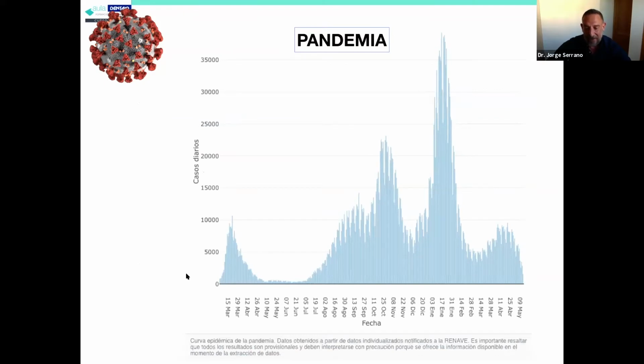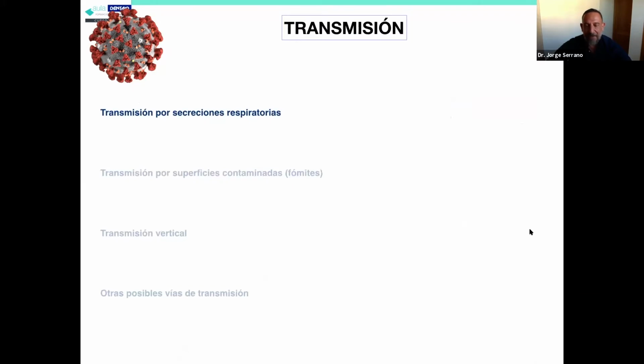This, as you know, is the famous curve of our pandemic here in Spain, with a first wave, a second, a third, and now we are starting with a fourth wave. And we hope that the peak is not as high as in the third, with what we are seeing in our streets lately. Fortunately, thank God, it seems that the vaccine is doing its job and the infection is reducing. But also it's important, if we want to prevent the transmission of the virus, we have to know how it is transmitted.